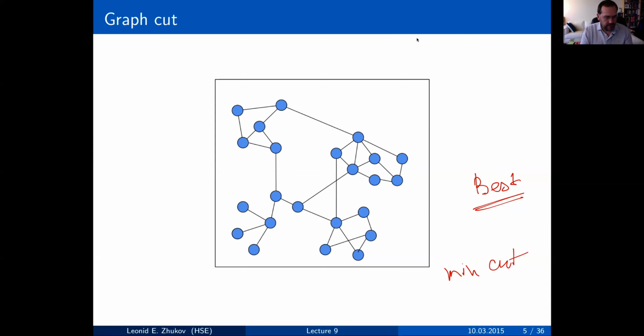Straight in the middle, vertical line. So, the hope would be like, maybe this way, right? Or this way. Well, that's at least what we would like to have.